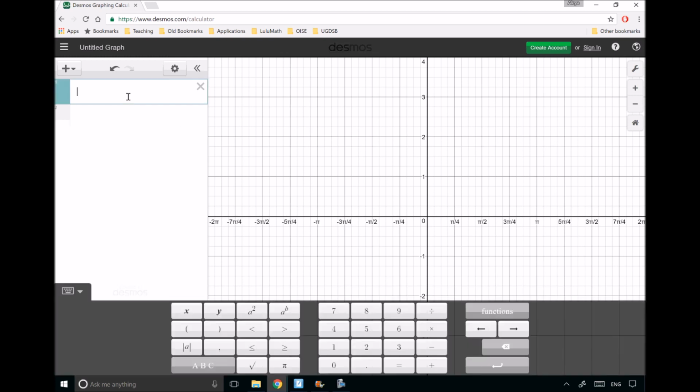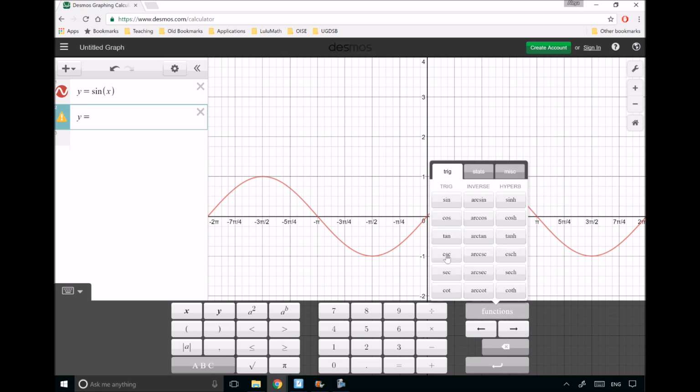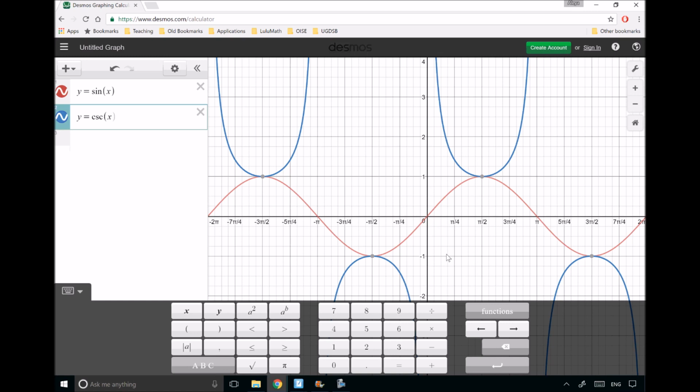So the first thing that we graphed was y equals sine of x, and when I look at it, this is exactly what we got, okay? Now let's go ahead and do y equals, and then if I go to my functions, I will find the cosecant of x. We'll do y equals the cosecant of x, and that's exactly what we ended up getting.